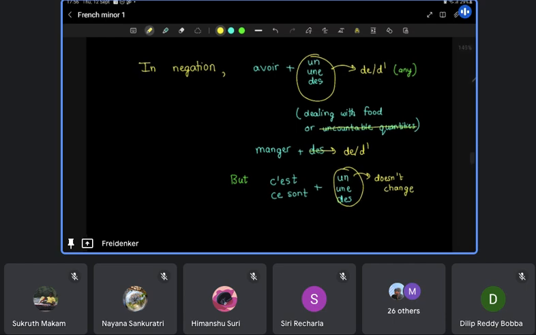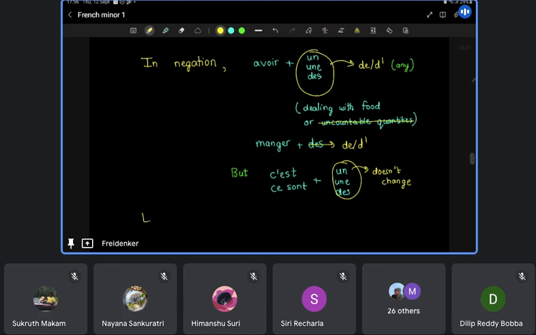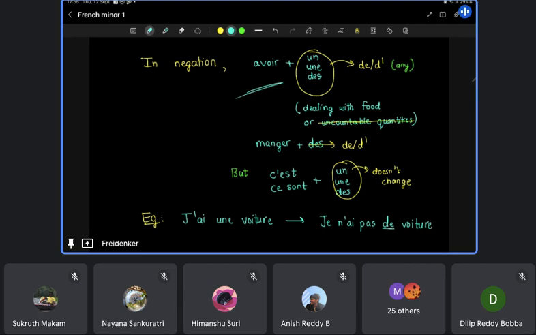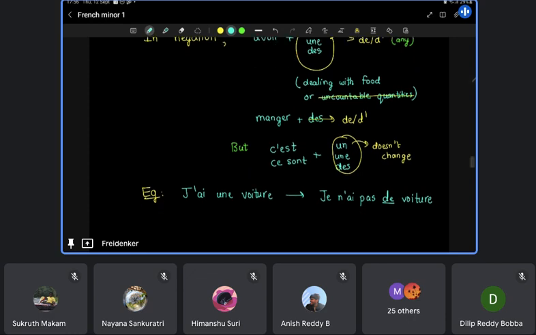Let me give you some examples here, maybe it will then clear your mind. If I say I have a car, j'ai une voiture. Its negation will be je n'ai pas de voiture because I applied this rule. The food example we saw there, and the other c'est example we are seeing here.